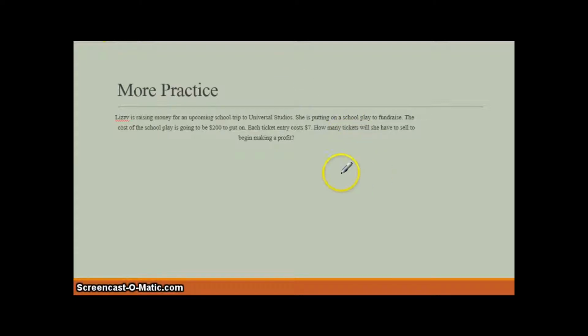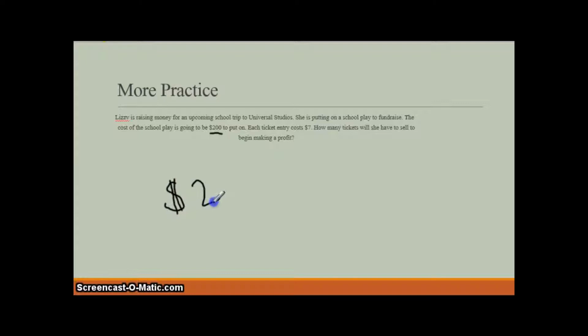Alright, Lizzie is raising money for an upcoming school trip to Universal Studios. She's putting on a school play to fundraise. The cost of the school play is going to be $200 to put on. So 200, that is your first set value. So you're going to do 200.